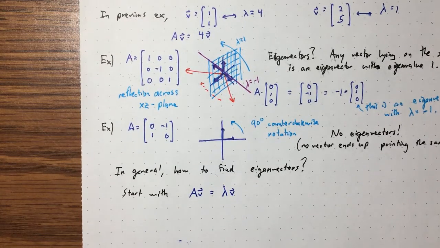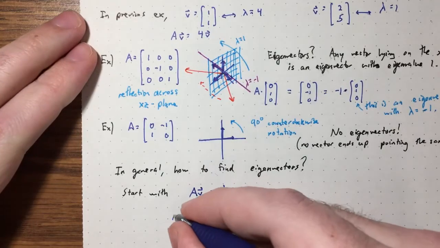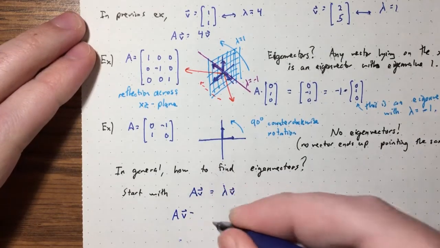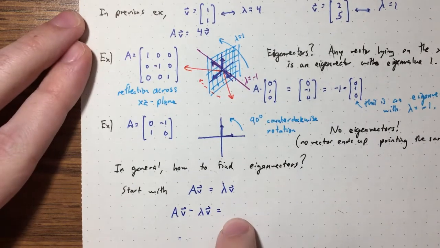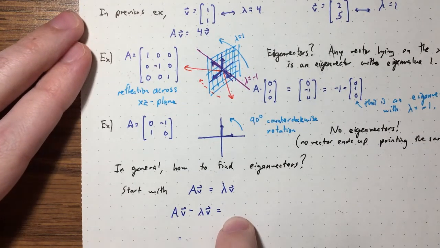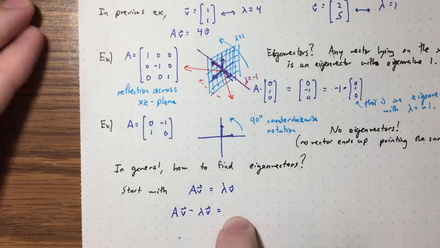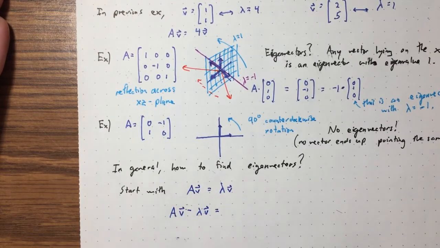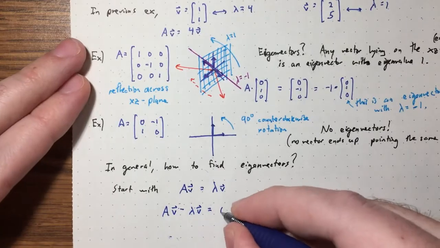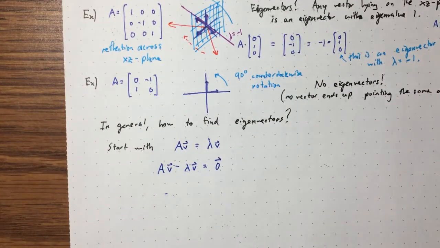Okay. And here's what I'm going to do. I'm going to move both of these terms to one side of the equation. So what do I end up with on this side? Is it the zero vector, the zero matrix, the zero scalar? What do I put here? Well, these are both vectors, right? A times a vector is a vector. Lambda times a vector is a vector. So I get the zero vector here.